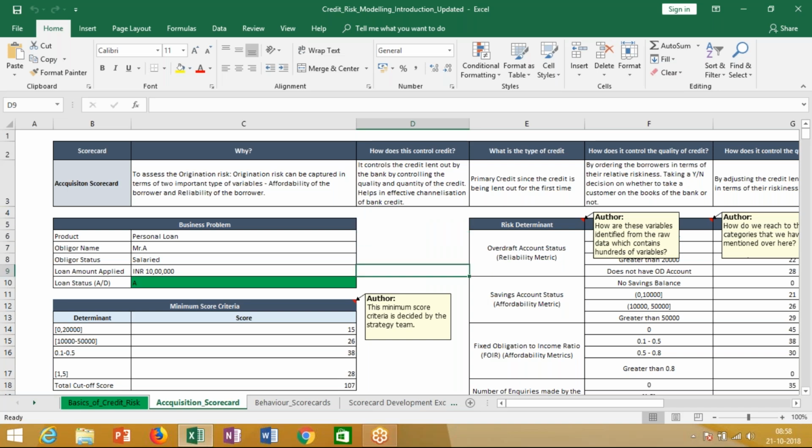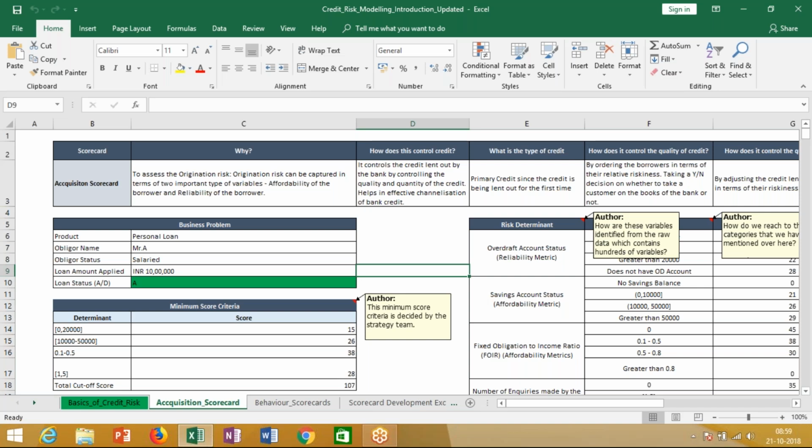Now the next question that comes out is, how does this control the quality of the credit? By ordering the borrowers in terms of their relative riskiness, right? So we can always adjust for the quality of the credit. By ordering the borrowers in terms of their relative riskiness, we can easily take a yes/no decision on whether to take a customer on the books of the bank or not. And finally, when we are dividing the borrowers into good borrowers and bad borrowers, ordering them in terms of relative riskiness, giving out credit to the least risky borrowers, relatively lower credit to relatively more risky borrowers, and no credit to high risk borrowers, what I'm doing is detoxifying my portfolio of risky borrowers, right? So that's the second part of the story that we have over there.